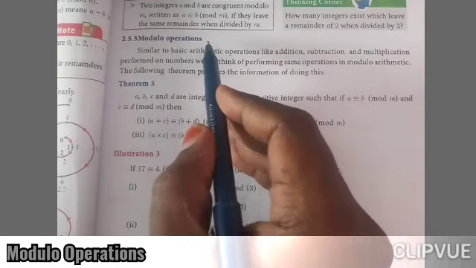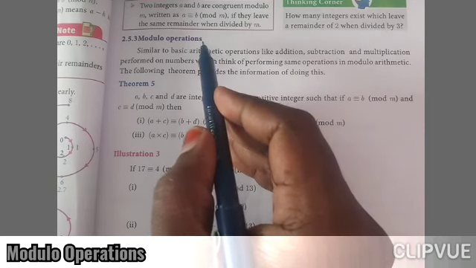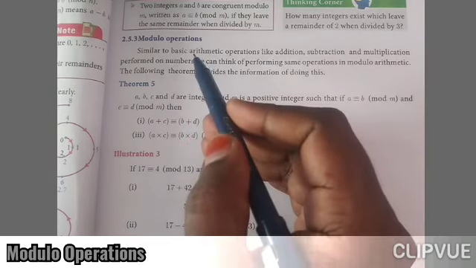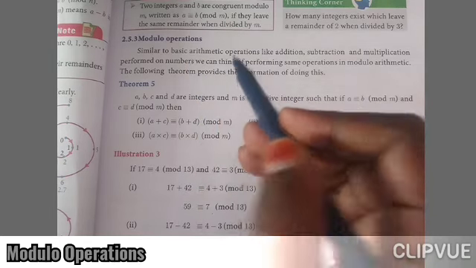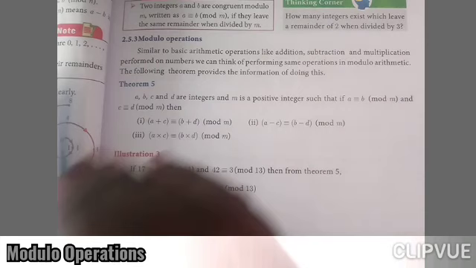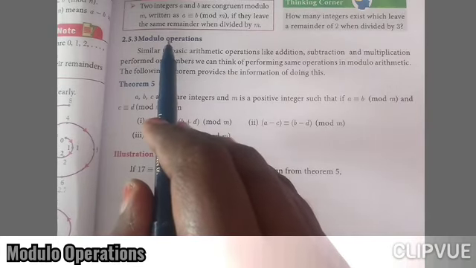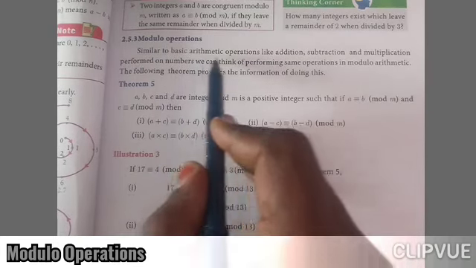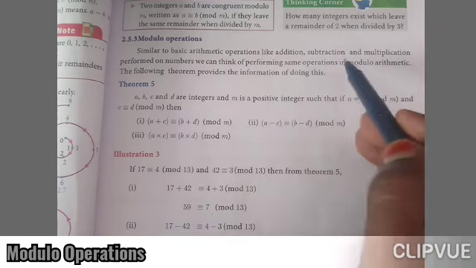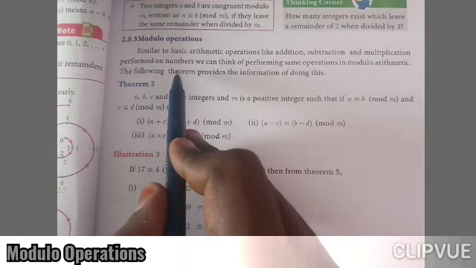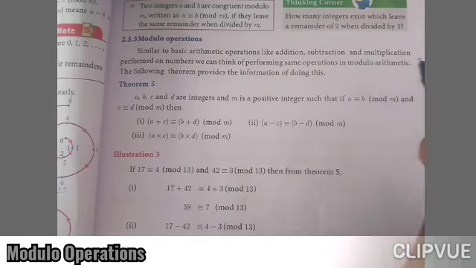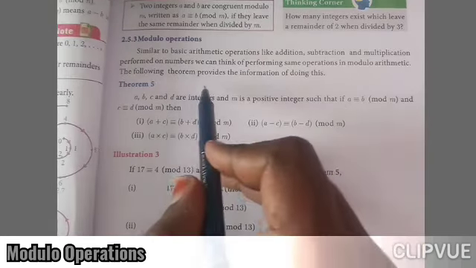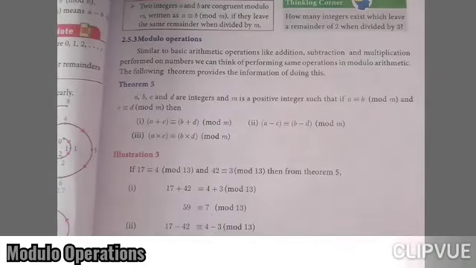Next, modulo operations. You know the basic arithmetic operations: addition, subtraction, multiplication and division. How do we apply those operations in the modulo arithmetic concept? Similar to basic arithmetic operations like addition, subtraction and multiplication performed on numbers, we can think of performing the same operations in modulo arithmetic. The following theorem provides the information for doing this.